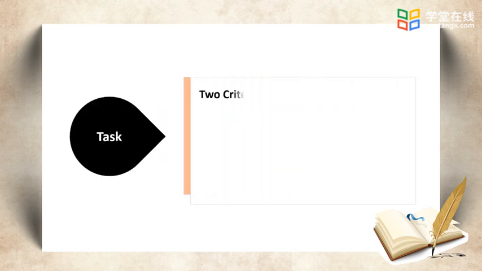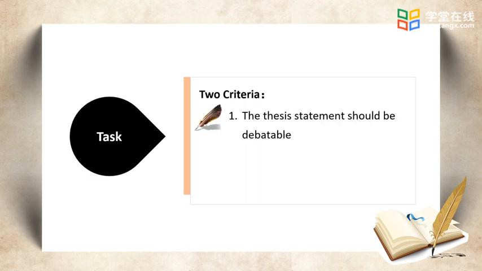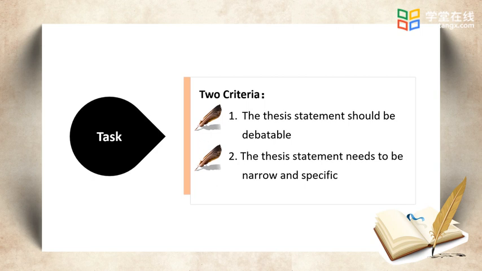To write an effective thesis statement, we should keep the following criteria in mind. First, we should avoid factual statements and make sure that our thesis statement is debatable. Actually, we have already mentioned this point in the first lesson of Week 12 when we considered the features of good argumentation. No need for more discussion of this right now. The second key point is that our thesis statement needs to be narrow and specific.